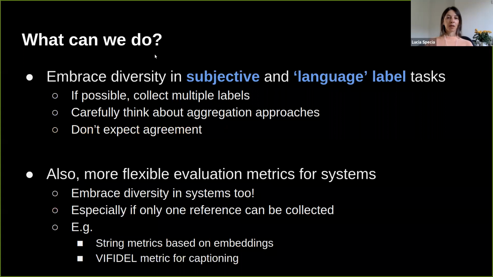So what can we do as a community here? The main thing is to embrace diversity in subjective and language labeled tasks, which you can only do if you can collect multiple labels for each of the instances. The more, the better. I talked about collecting 3 or 10 or 15 in the case of the direct assessment. We do need to carefully think about aggregation approaches. If it's a continuous score, you might just take the mean or normalize the scores for annotator diversity, like some annotators tend to stick to the higher end of the spectrum, others to the lower end, and so on. But don't expect agreement. I think there's no point in even going there.